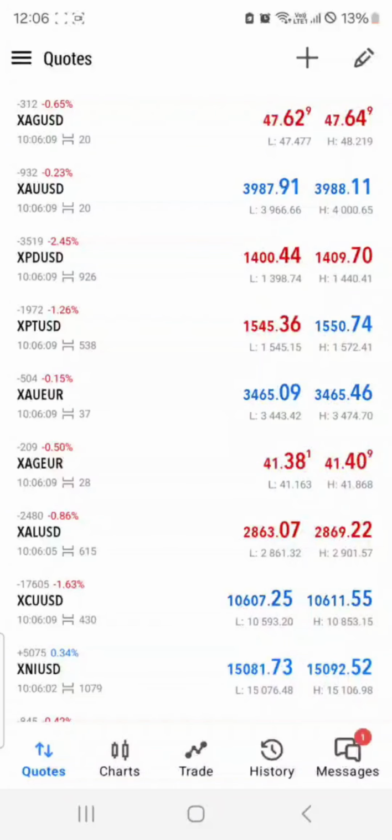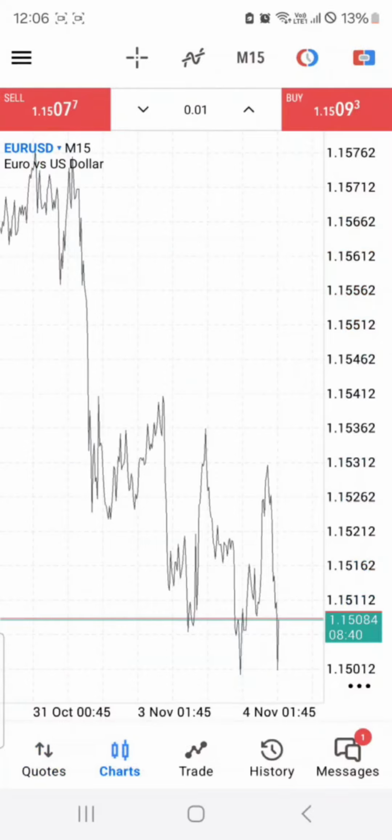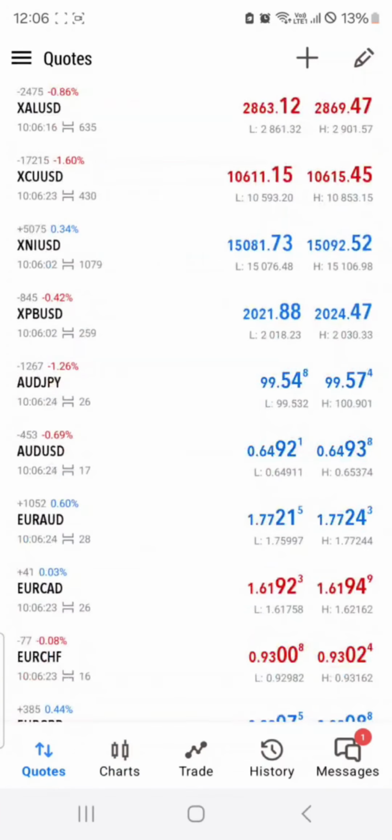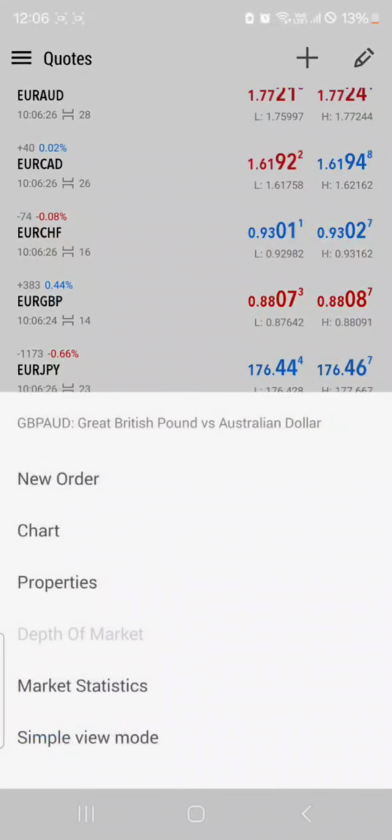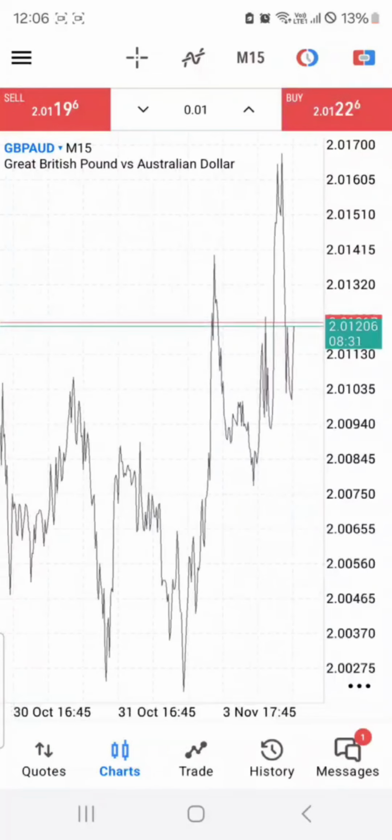So the charts are simple. How to predict them, they are all the same. Forex is just all the same. All you need to know is how you make money from a graph. To make money, you can select any graph you want. Let me just select GBP AUD. This is a graph. Notice the graph differs. The graphs differ, so you select the one you want.